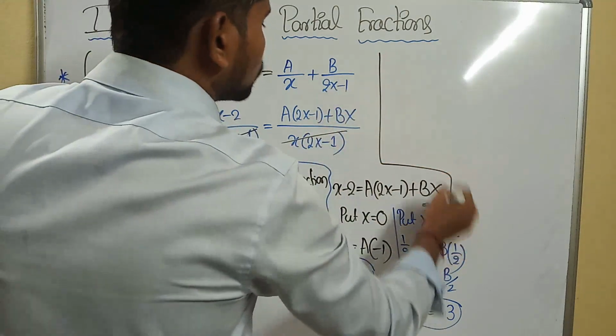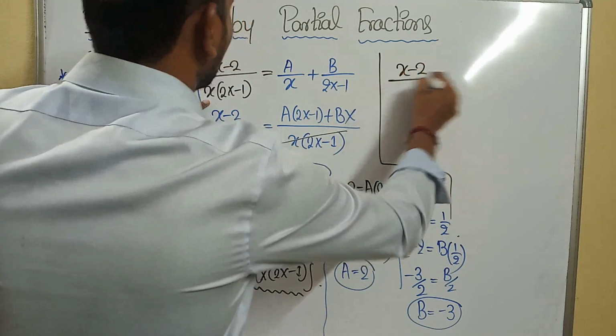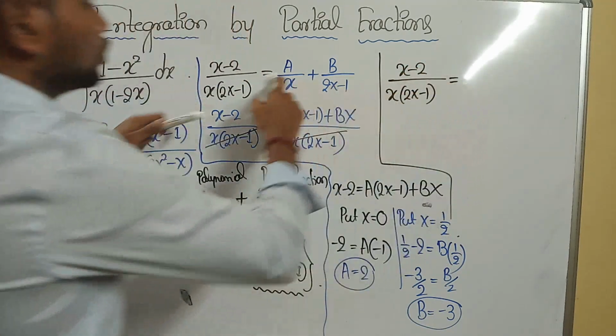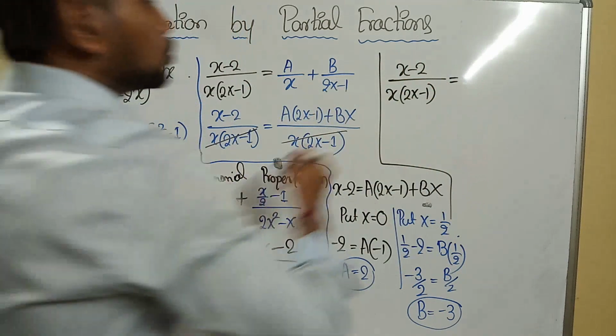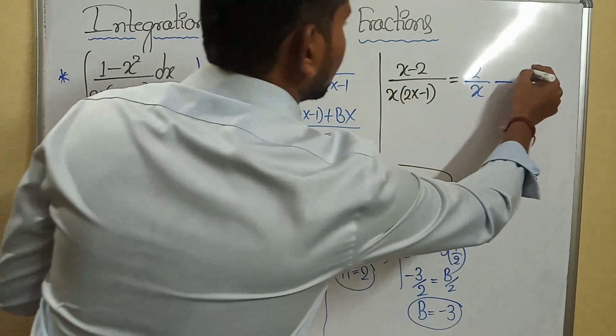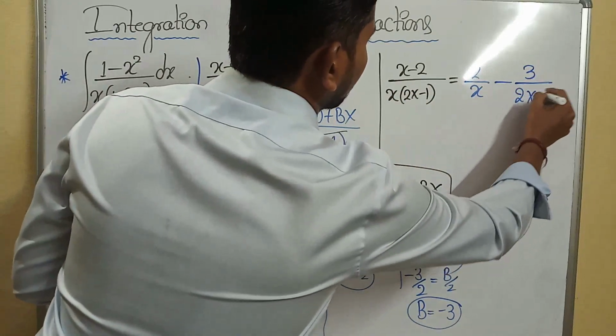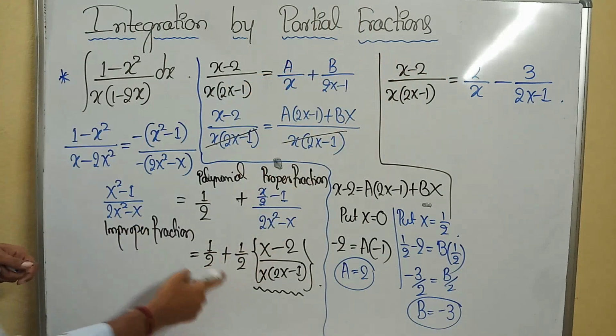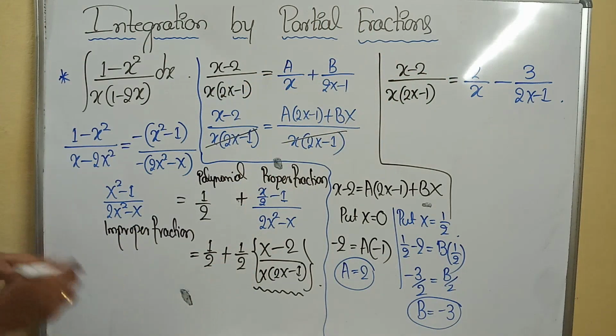How I am going to substitute? Concentrate. X minus 2 divided by x into 2x minus 1 is equal to, what is a value? A value is 2. It will be 2 by x plus b value will be minus 3 divided by 2x minus 1. I need to substitute this value in this particular equation. Okay, can I continue the part?